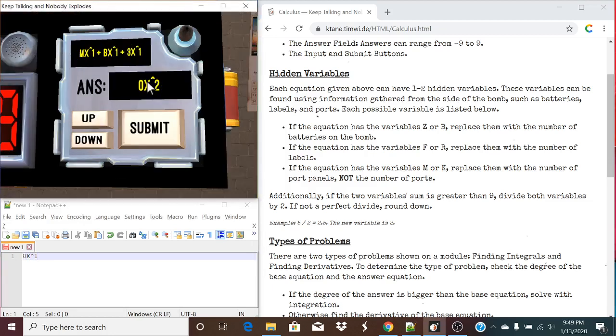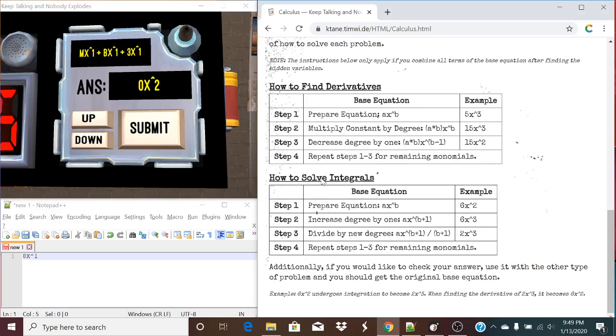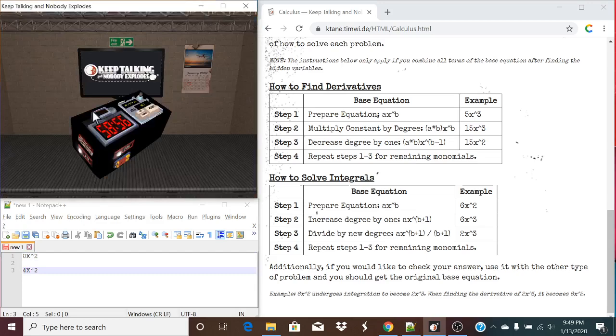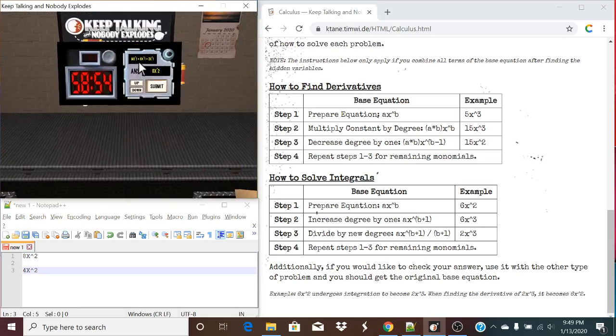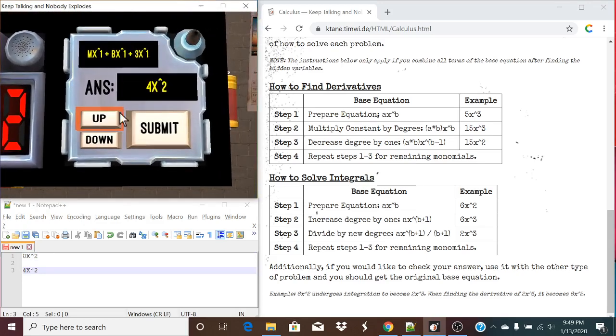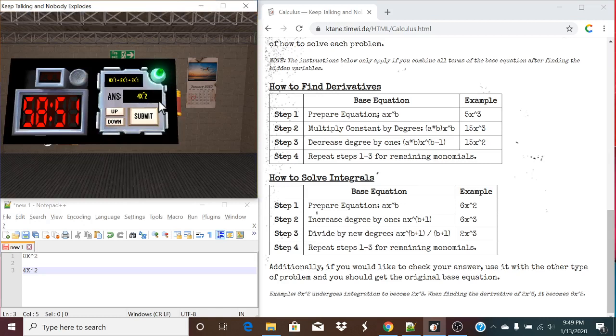So now we're going to essentially integrate this to the power of 2. So we're going to add 1 degree to the power of 1, creating 2. And we're going to divide 8 by 2, creating 4x to the power of 2. Go up 4, and that's a solid module.